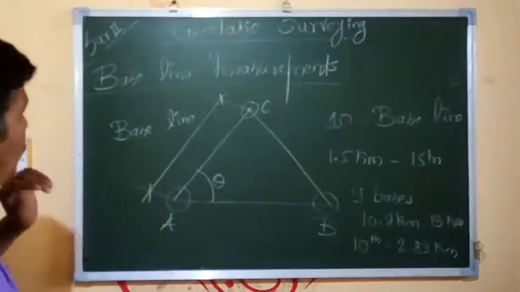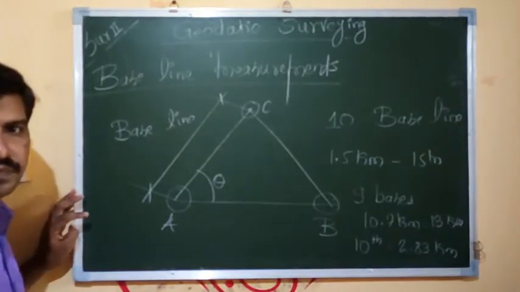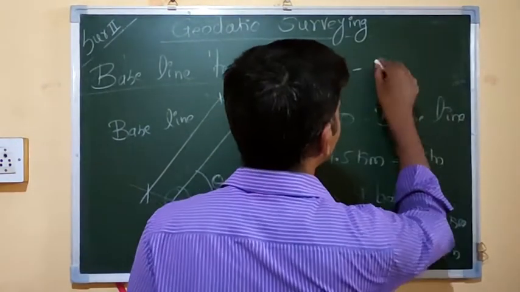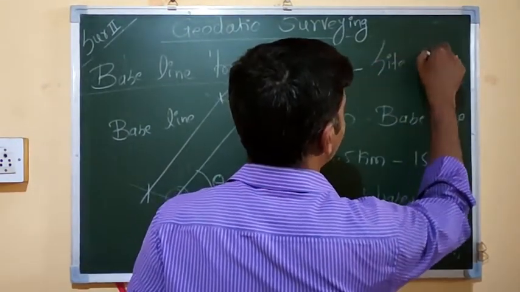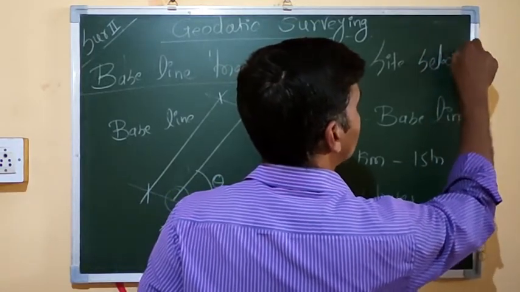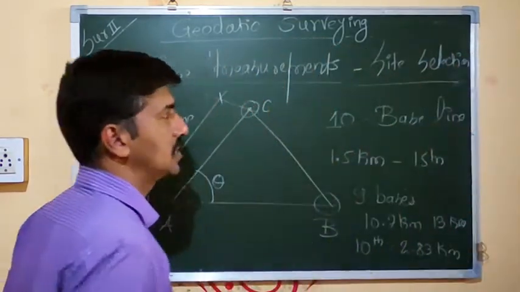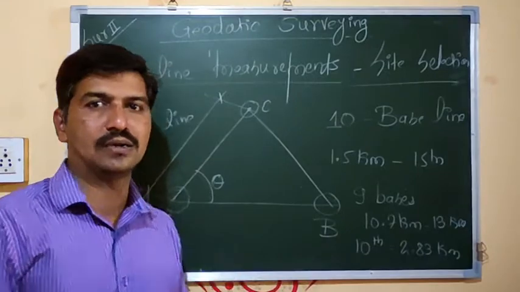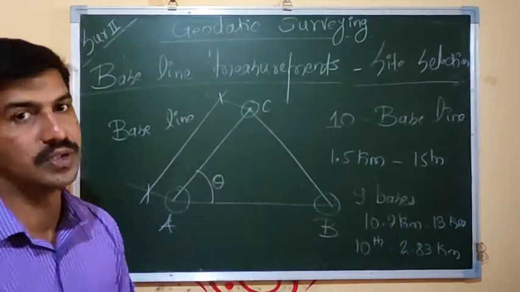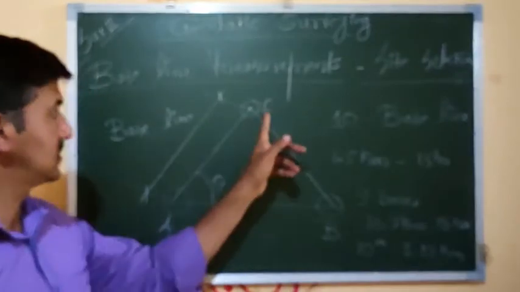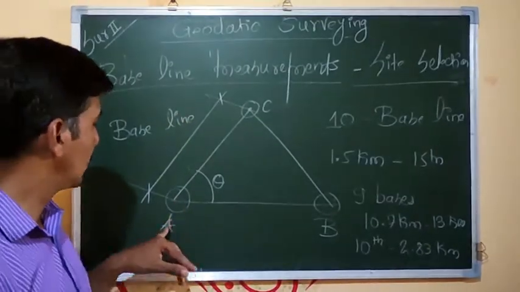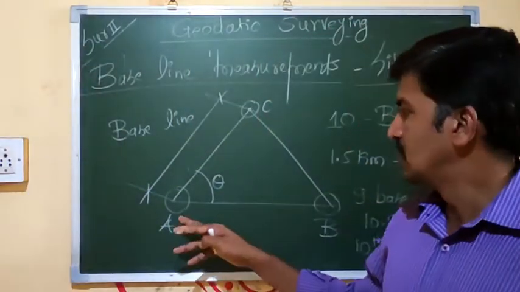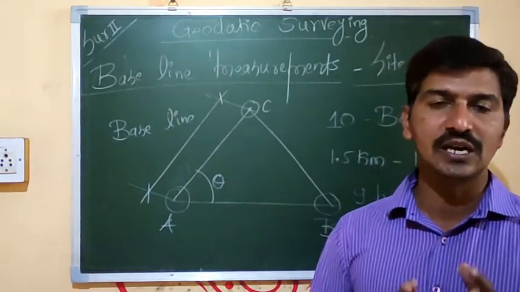Now, when you go for baseline measurements, one more topic is site selection. Of course, second year, selection of bases is again one of the important matters when we go for geodetic survey, because A and C, as if it is the baseline, there should not be any kind of obstructions. The first important point is, in between point A and point C, there should not be any kind of obstructions.